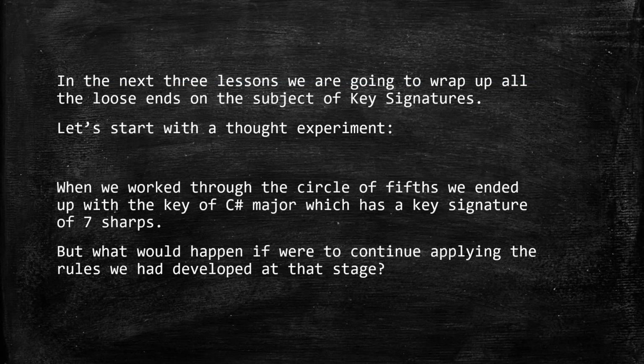In the next 3 lessons, we're going to wrap up all the loose ends on the subject of key signatures. Let's start with a thought experiment. When we worked through the circle of fifths, we ended up with the key of C sharp major, which has a key signature of 7 sharps. But what would happen if we were to continue applying the rules we had developed at that stage?